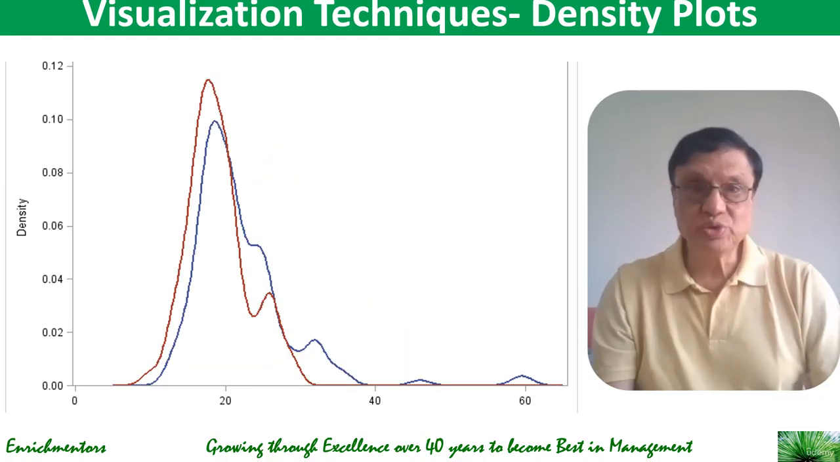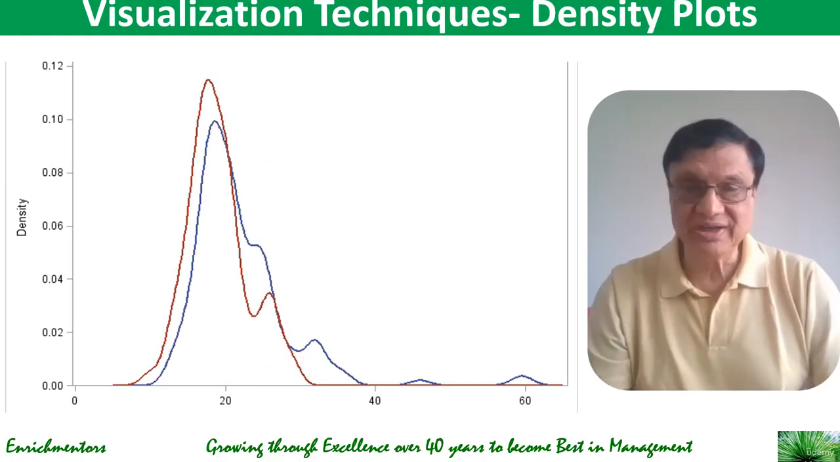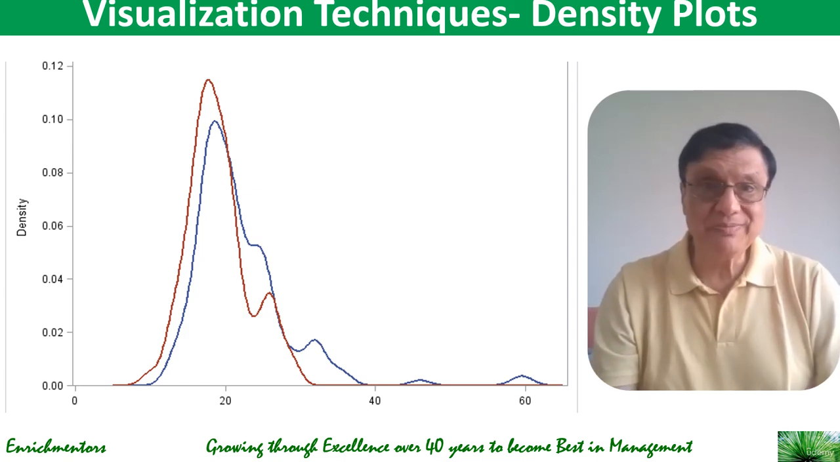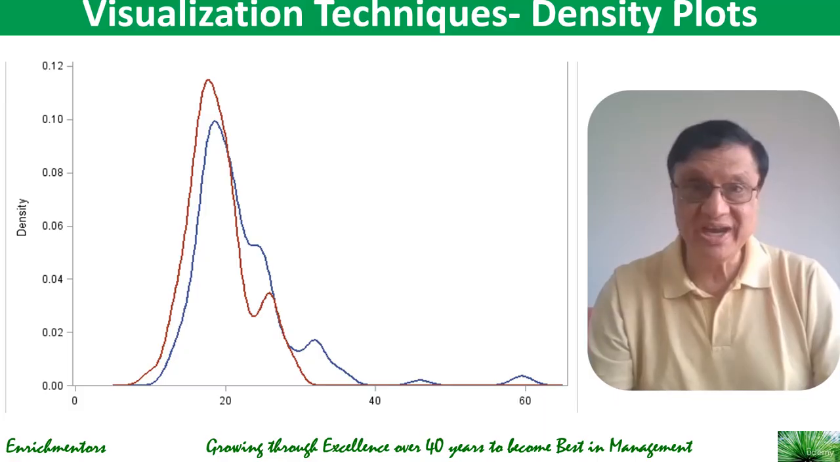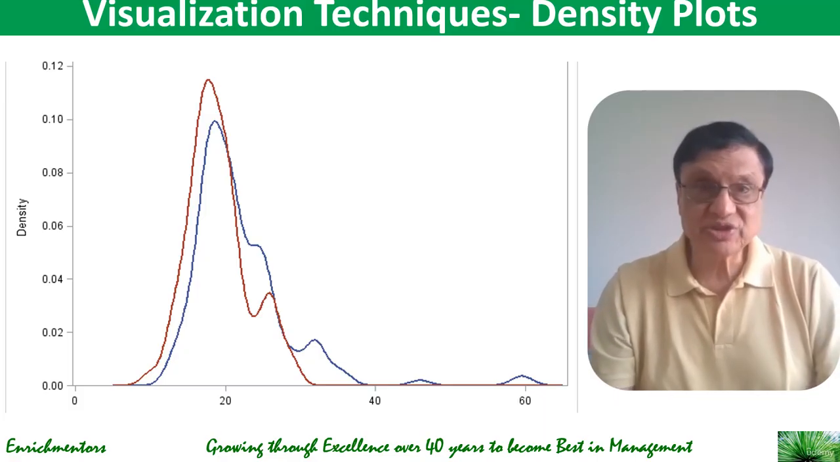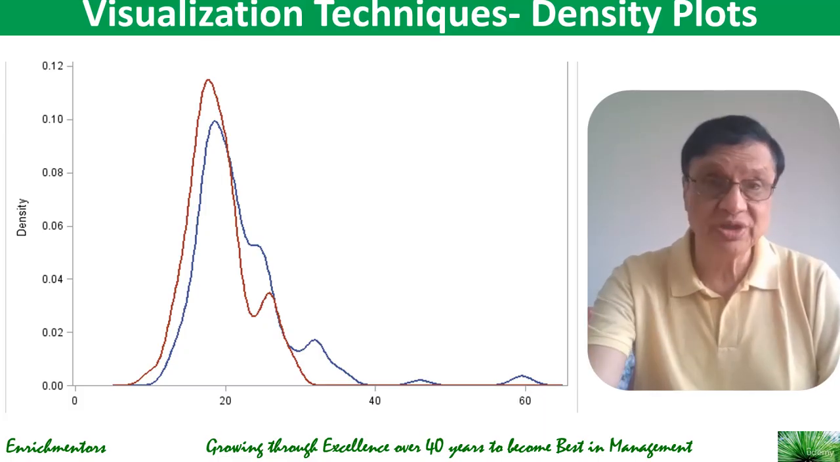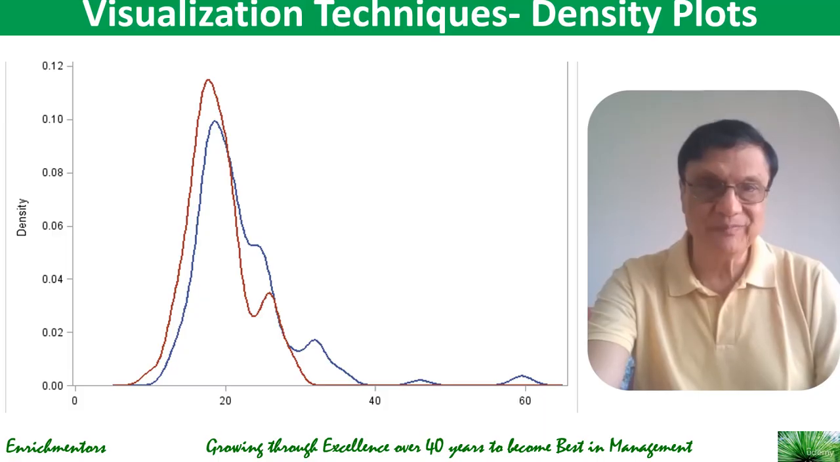Second technique in visualization is density plots. You visualize the probability density function, PDF, of the data distribution and compare them over a period of time. The difference in the shape or location of the peak suggests again a data drift of the distribution of data.